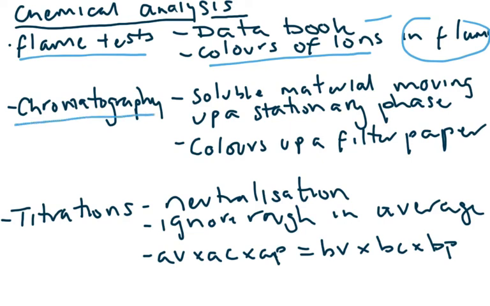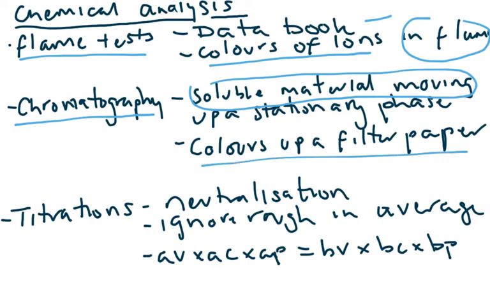Chromatography. This is where a soluble material is allowed to move up a stationary phase, i.e. colours moving up a piece of filter paper with the bottom of the filter paper in a small amount of water. The heavier the colour, the heavier the molecule that makes up the colour, the shorter the distance it travels.